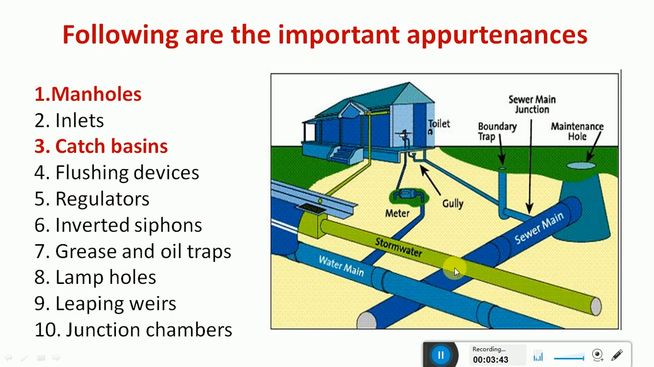Apart from this, we also have some other devices like catch basins, flushing devices, stormwater regulators, inverted siphons, oil and grease traps, lamp holes, leaping weirs, junction chambers, and manholes. For your syllabus, manholes and catch basins are covered in detail, whereas other devices are also present for the effective functioning of the sewerage system. Now let us see in detail what these manholes are, what is meant by catch basins, how they are located, and what their function is.